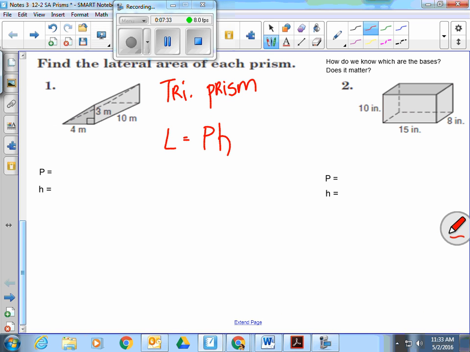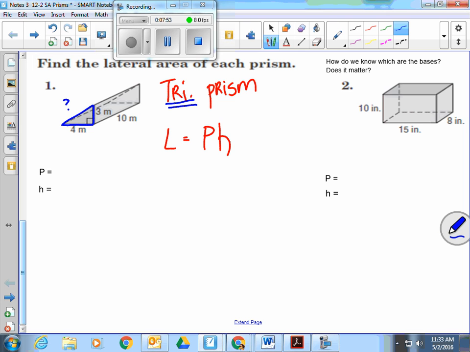Perimeter of the base. What shape is my base? The triangle. Very good. The triangle is my base. Remember we called it a triangular prism? So I need to add up all the sides. What's the problem? We don't have them all. So what would I do to find this one?